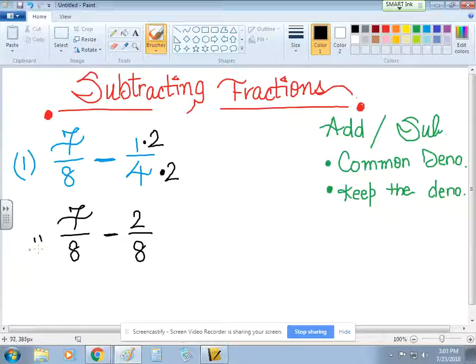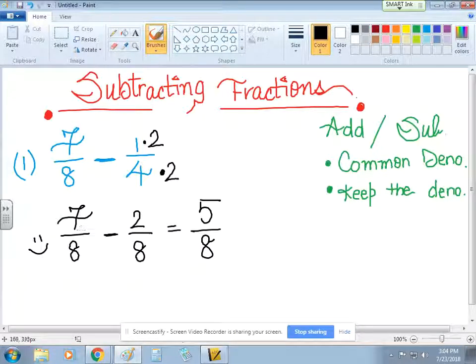I'm happy now. Why? Because my denominators are same. So 7 minus 2 is going to be 5. Remember, we are subtracting the fractions. Over, I keep the denominator. I do not subtract the denominators or add them. I keep that once only in my answer.